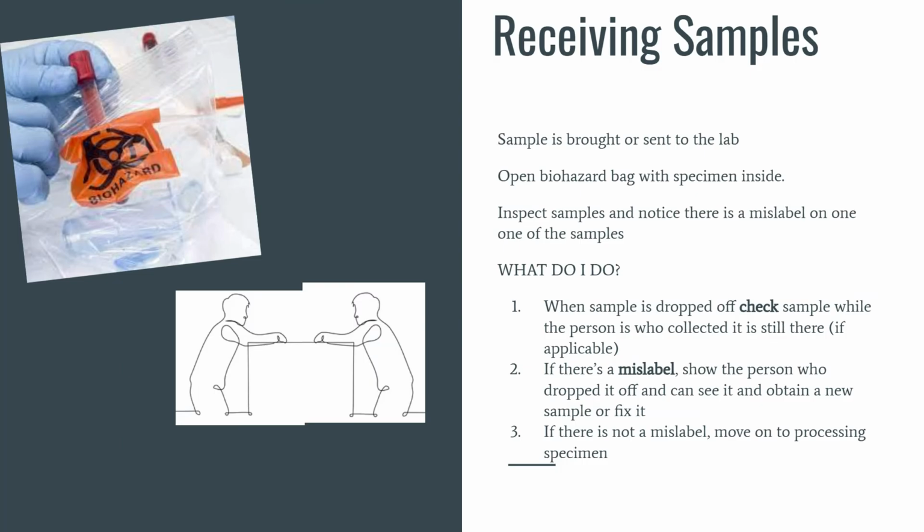So, when a sample is brought to the lab, make sure to check the sample while the person who collected it is still there, and see if there's a mislabel. Have them look at it, see if they can read it and tell you what it is, or obtain a new sample. If there's not a mislabel, you can move on to processing the specimen.